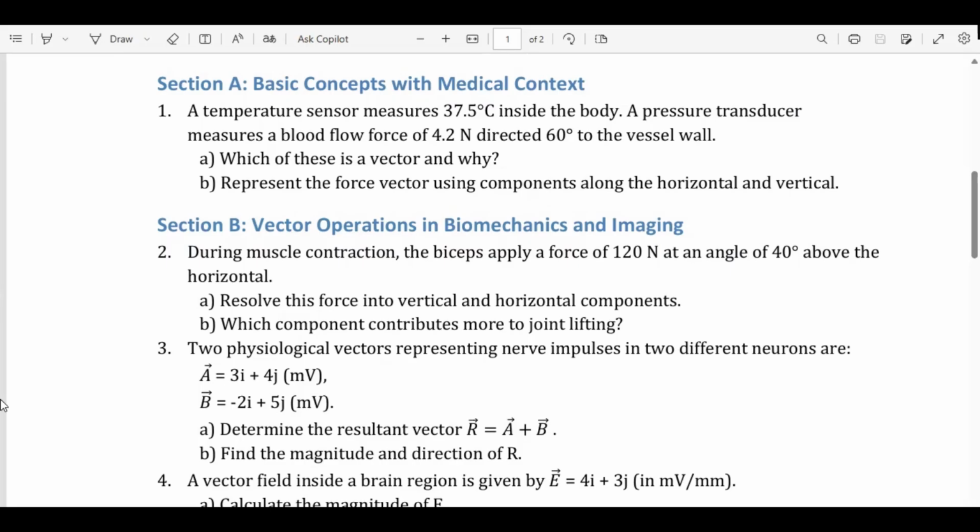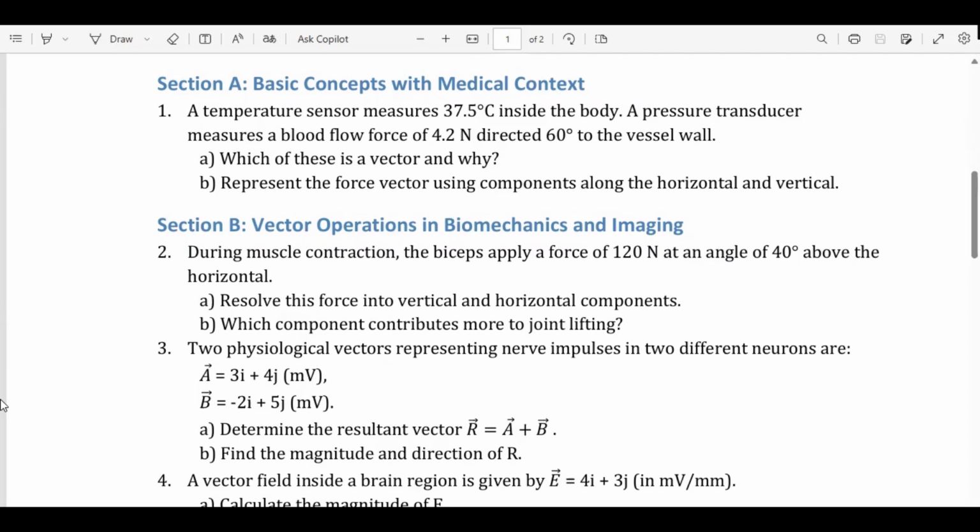Okay, so let's look at tutorial sheet 2. The first question in section A says a temperature sensor measured 7.5 degrees Celsius inside the body. A pressure transducer measures a blood flow force of 4.2 newtons directed 60 degrees to the vessel wall. Part A: which of these is a vector and why?